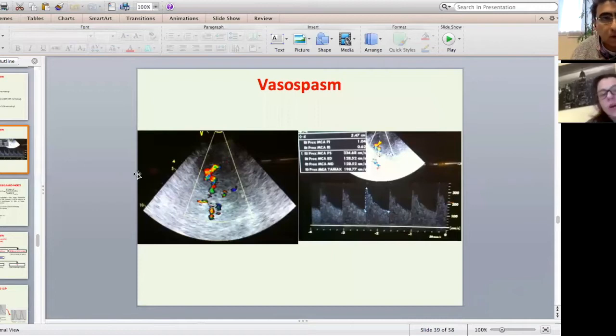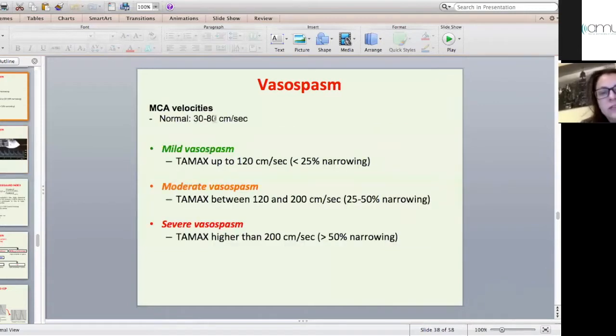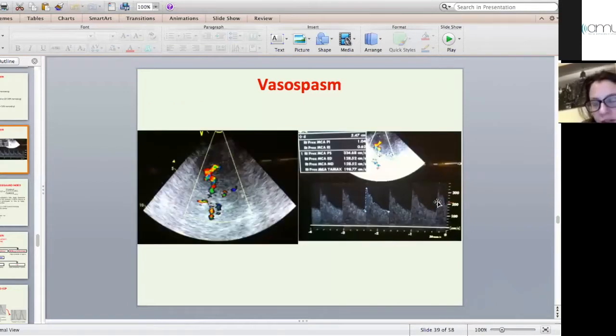Yes. So basically, when you have a vasospasm, it means that there is a sort of stenosis, so the artery is restricted. So the flow after this vasospasm is basically increased, okay? So if the normal value, for example, of the MCA is 30 to 80 centimeters per second, if you have a vasospasm, you will see an increased flow. Here, as you can see, the systolic peak is nearly 300, okay? And the mean velocity is around 200, which is basically crazy, okay?